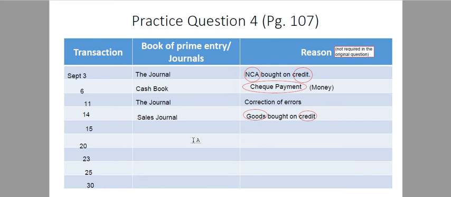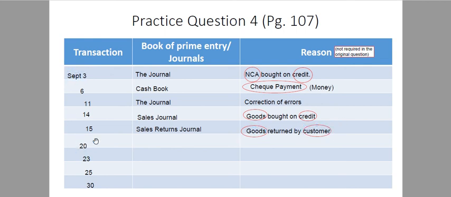So if you remember, this goes in the sales returns journal, and the reason is goods returned by a customer. So again, the key word is goods. So goods returned by a customer. So we'll circle the words goods and the customer, so that you know that they are the sales returns. So customer has returned you the goods, so they will go in sales returns journal.